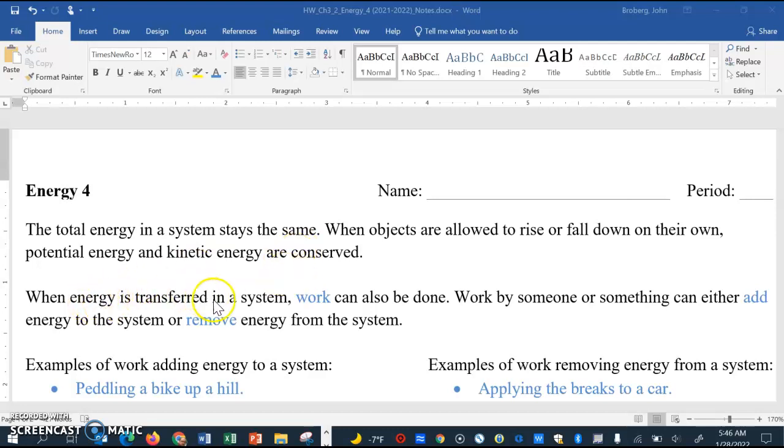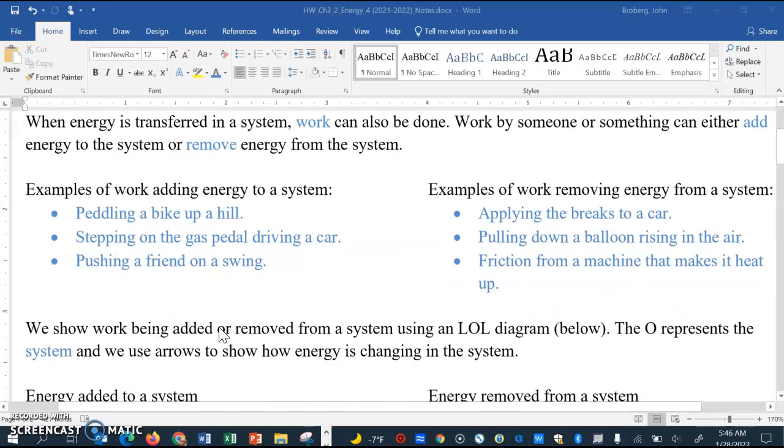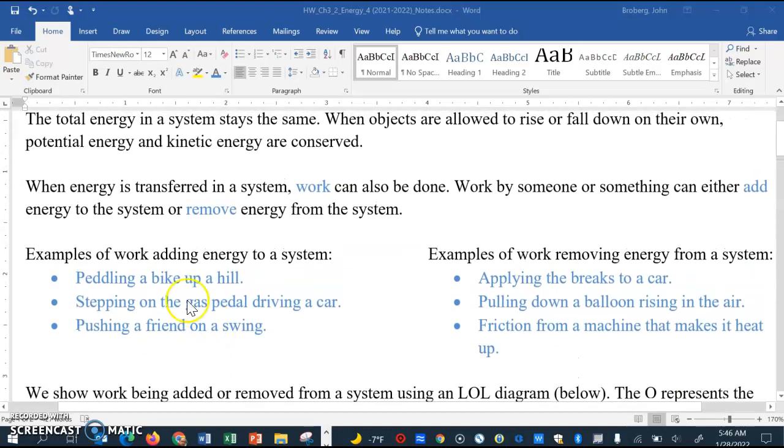But when energy is transferred in a system, many times work is also done. And work is someone or something that can either add energy to a system or remove energy from a system. And that can be done in many different ways, like examples of where work is added to a system. It would be like pedaling a bike up a hill, or stepping on the gas pedal when you're driving a car, or pushing a friend on a swing.